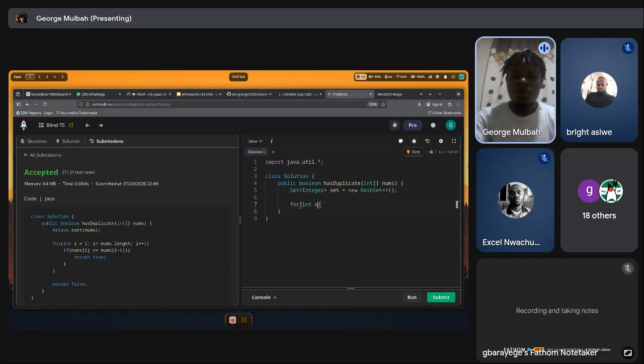So, is it enough? Okay. So you want to take the set and check if it contains num. So if that number is already there, we'll return true. Else, you want to say set.